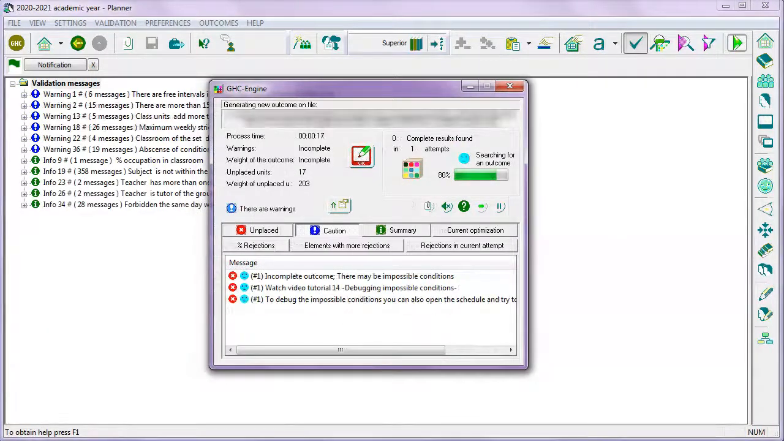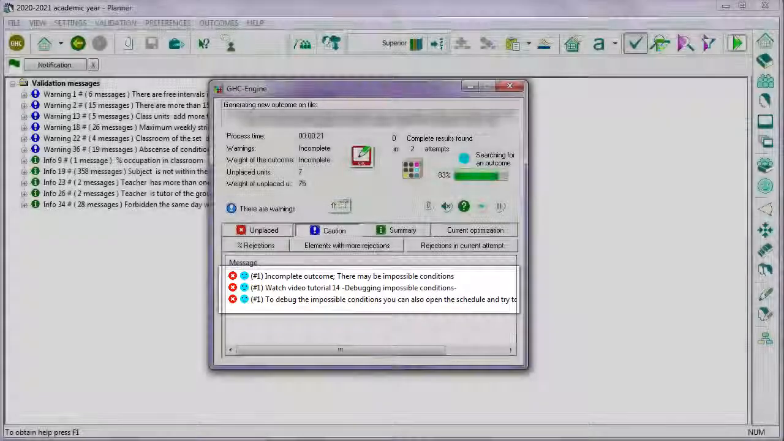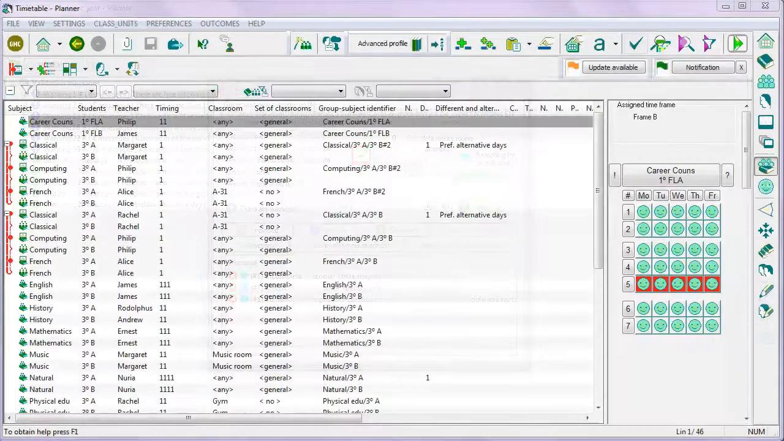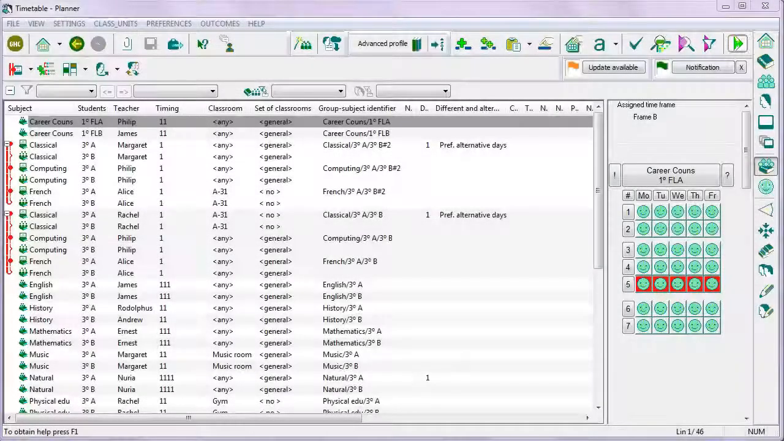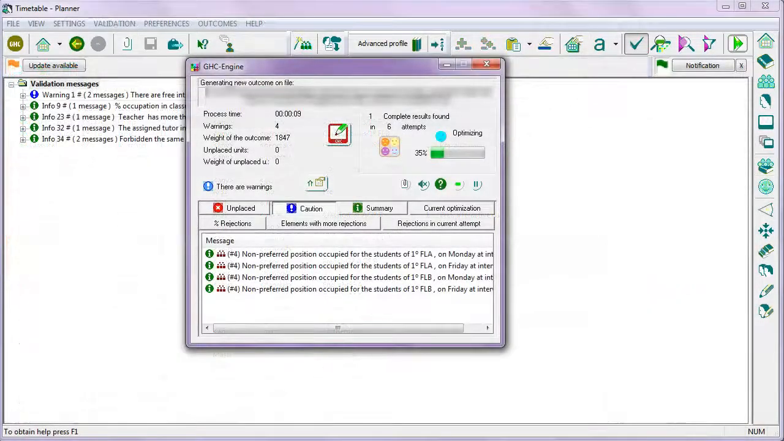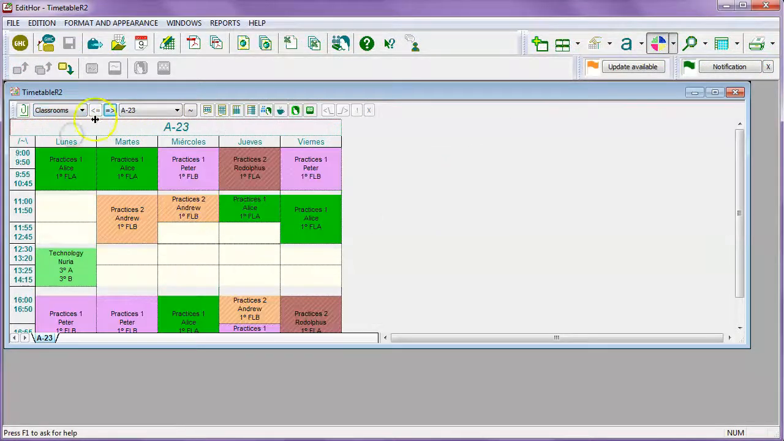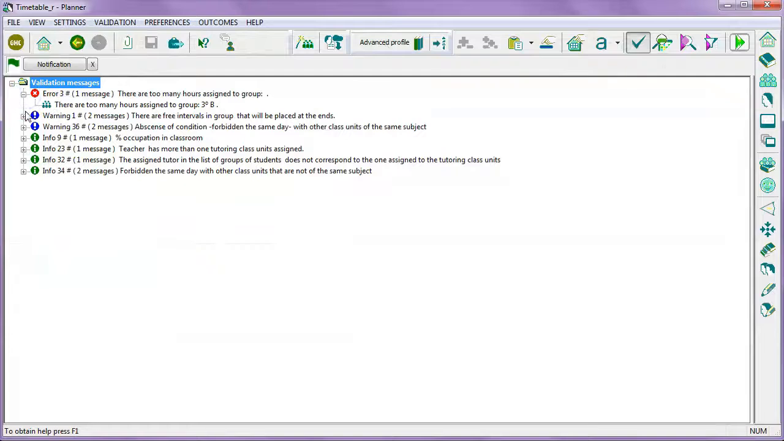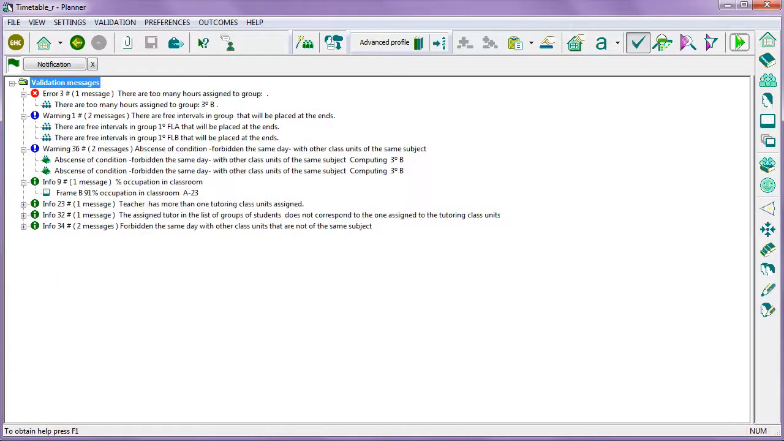Knowing how to debug impossible conditions, those that prevent complete results, may be the aspect that requires a special skill in the use of GHC. The first thing we must do is to insist on the fact that it's highly advisable to use the engine from the beginning to check that the timetable that is being introduced step by step is resolved and adapted to the proposed configuration. While you are testing by launching the engine, it is also important to observe the validation messages that appear in the planner.